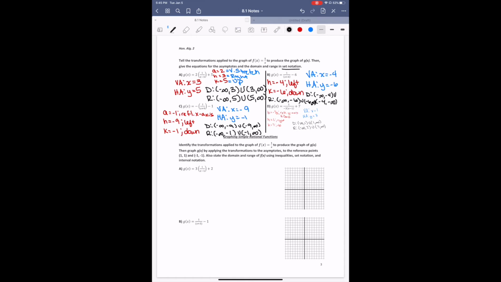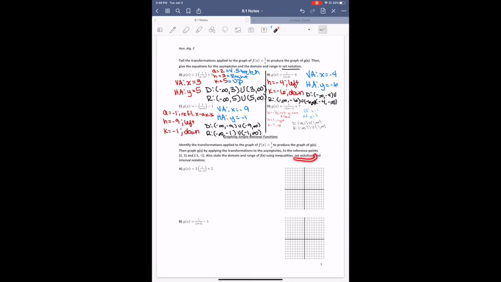Let's get into the graphing aspect of simple rational functions. First of all, we're going to start by identifying the transformations. Again, I know it's repetitive, but we do know how to do this. So identify the transformations given by a, b, h, and k. And then it says to apply the transformations to the asymptotes, to the reference points, and then state the domain and range using inequality, set notation, and interval notation.